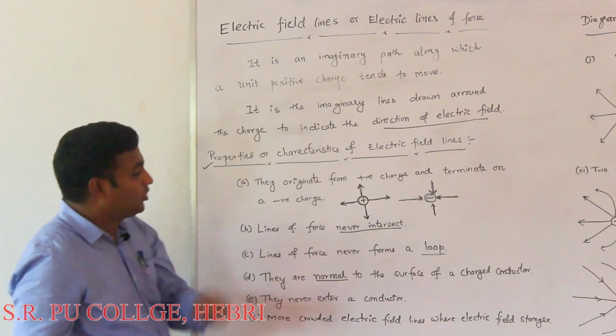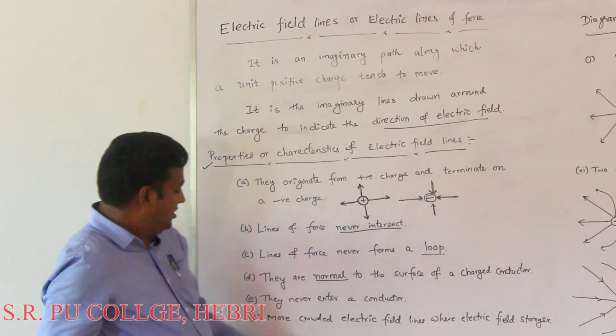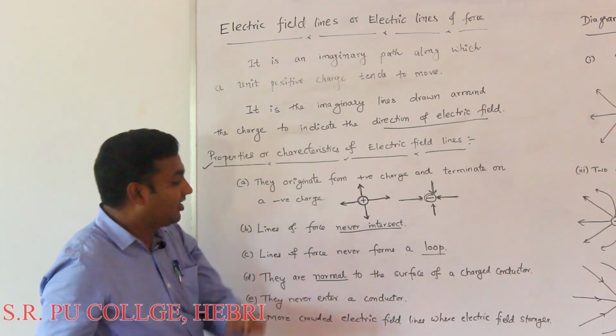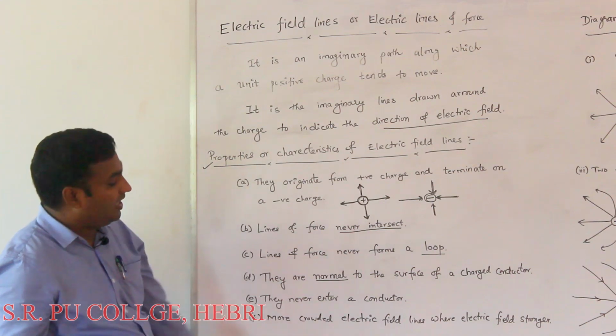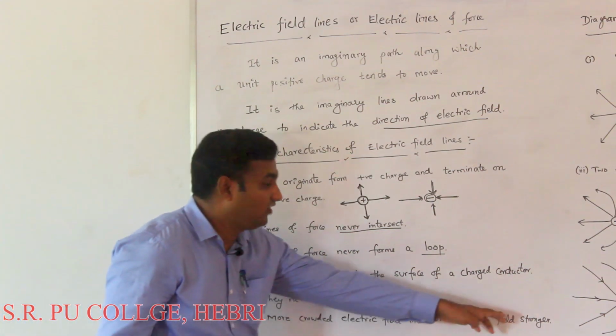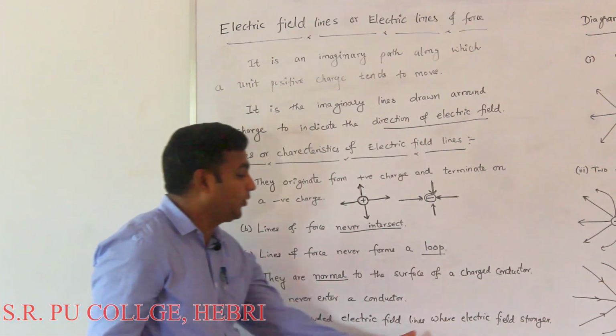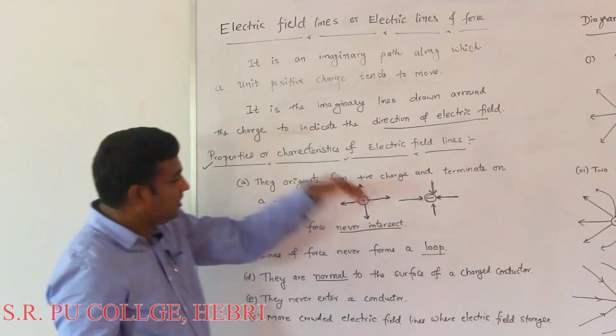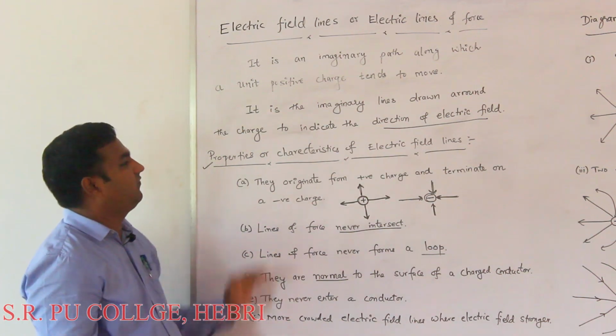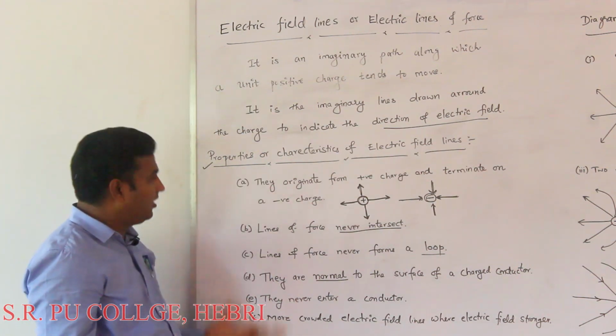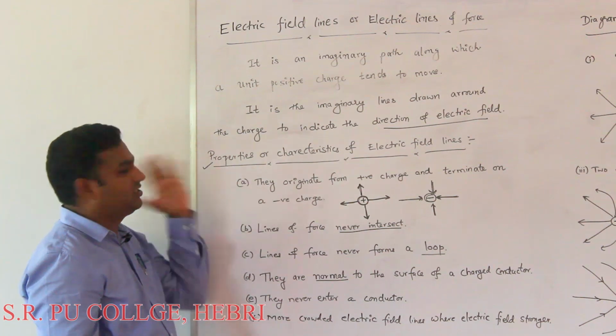They are normal to the surface of a charged conductor. They never enter a conductor. More crowded electric field lines where electric field is stronger. Reverse part, the less crowded electric field lines where electric field is weaker. These are the major characteristics of electric field lines, and this part is very much important for the exam.